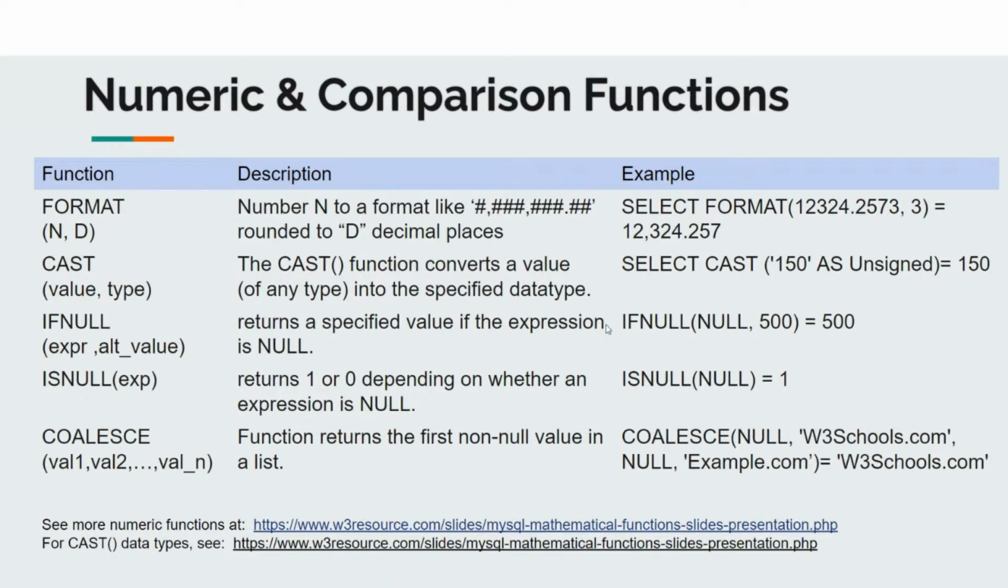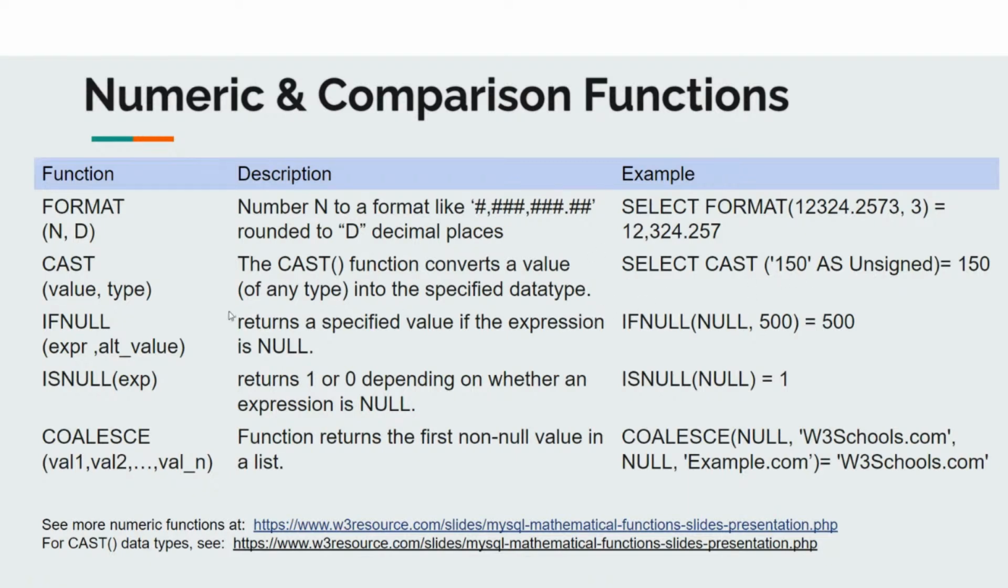You can cast. I was just explaining this. Convert a value of any type to a specific data type. By far the most common is either a number or date that's stored as a string, and then you could cast that as a date or an integer or a decimal or a double or whatever you want it to be casted to.